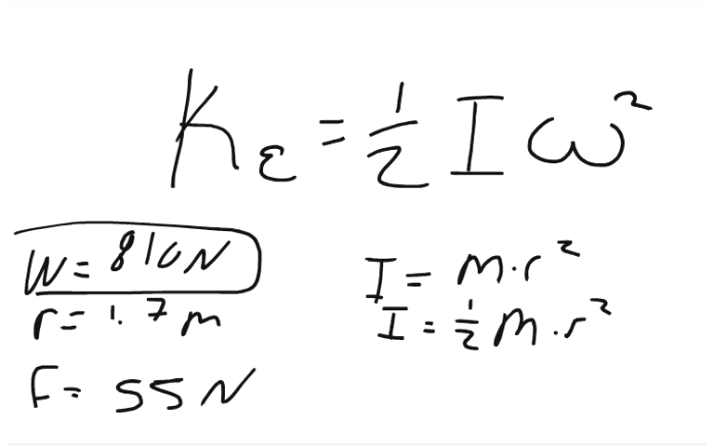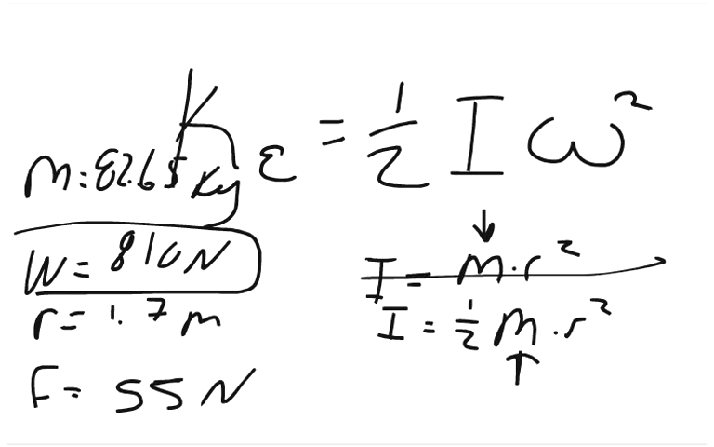And so from that we can take the mass that we get from dividing by 9.8, which makes the mass equal to 82.65 kilograms. We can plug the mass in there, and we already have the radius, so the radius is 1.7 squared, and then the mass times 82.6. Plug all that in, and you'll find that the moment of inertia is equal to 119.4.